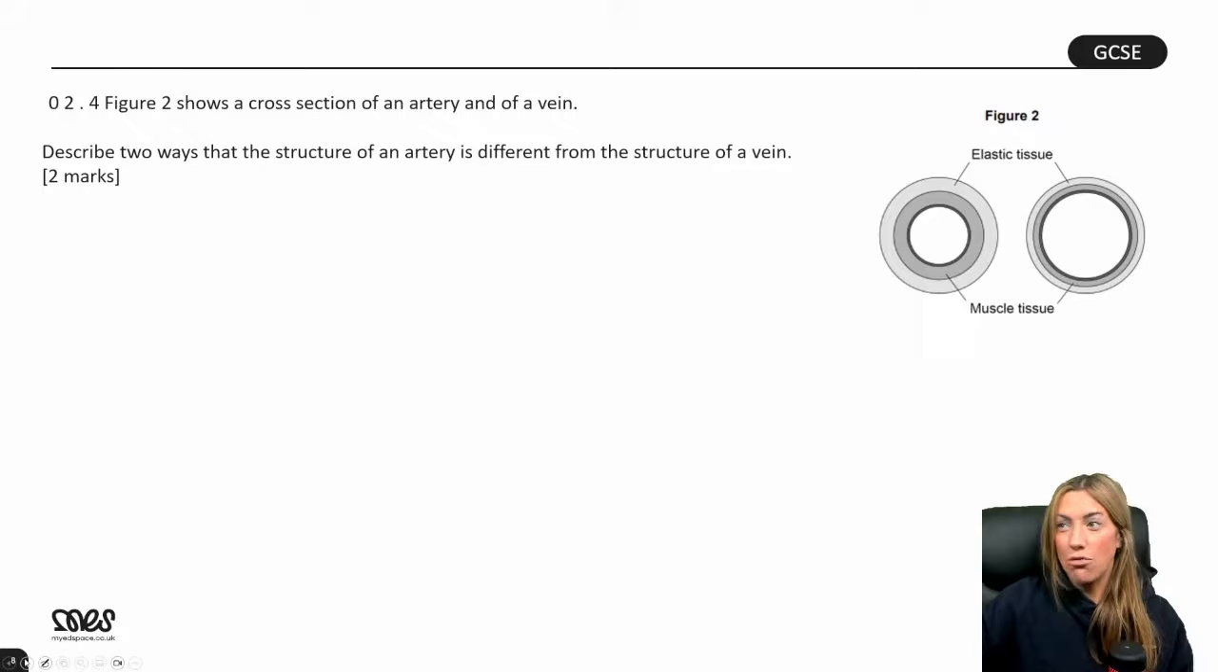Figure 2 shows a cross-section of an artery and a vein. Describe 2 ways the structure of an artery is different from the structure of the vein. They've been quite kind because they've given us a diagram. They haven't said which one is the artery and which one is the vein, but we should recognise that this one is the artery and this one is the vein. And if we can, that's going to help us to answer the question.